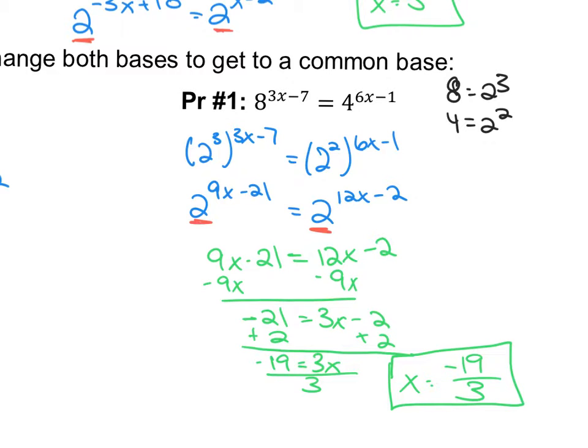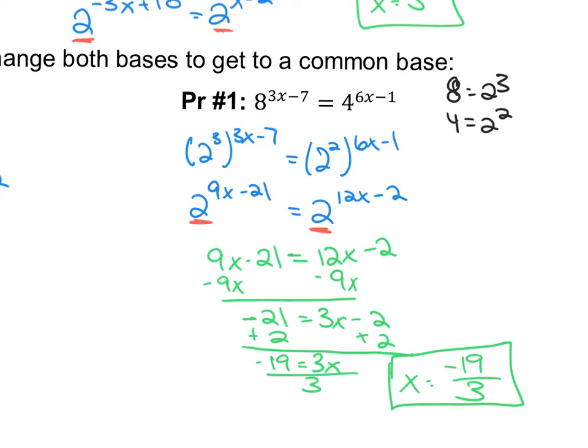Okay, so hopefully you saw that 8 can be rewritten as 2 to the third, and 4 can be written as 2 squared, and so we're getting that common 2 value as our base. So then rewriting this equation, we have 2 to the third to the 3x minus 7 equals 2 to the second times 6x minus 1.